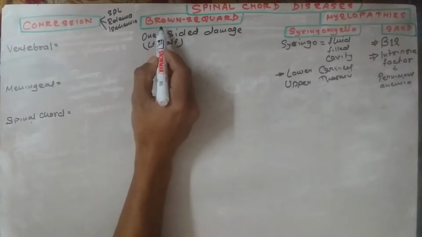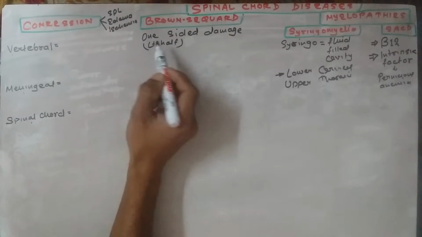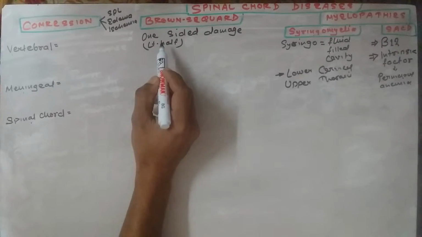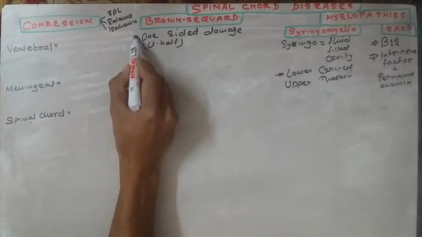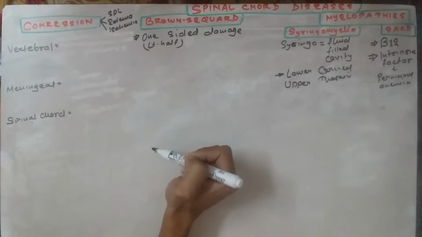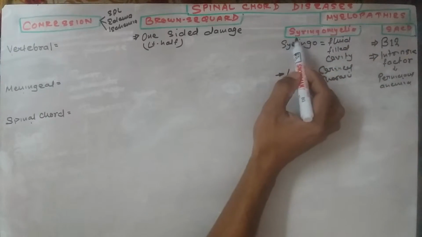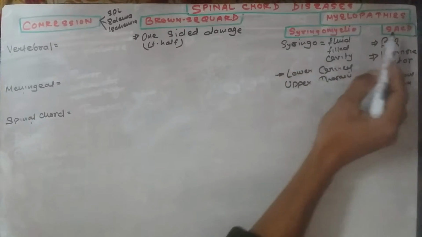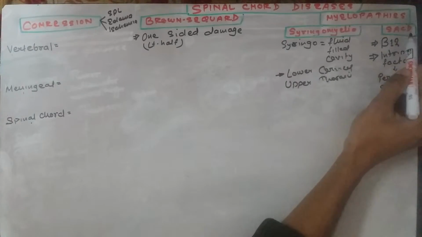Then the second topic is Brown-Séquard syndrome. By any means, if the lateral half of the spinal cord is damaged, meaning only half of the spinal cord is damaged, it is Brown-Séquard type of syndrome. Then chronic myelopathies are divided into Syringomyelia and subacute combined degeneration of the cord.